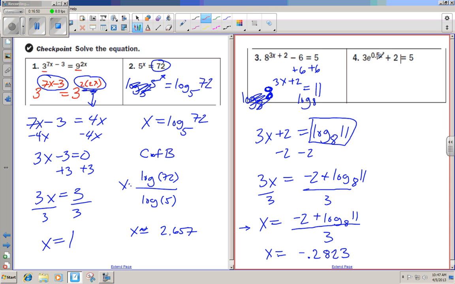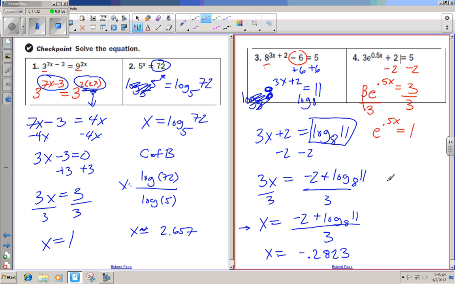Number 4 checkpoint. Same thing as over here. You cannot get rid of the base until the minus 6 is gone. So here we've got to get rid of the plus 2. And you should notice that this exponent is not attached to the e, or to the 3. The exponent's not attached to the 3. So we undo this 3 by division. So we now have e to the 0.5x equals 1.